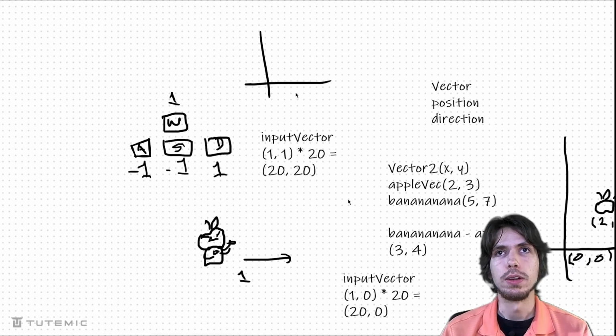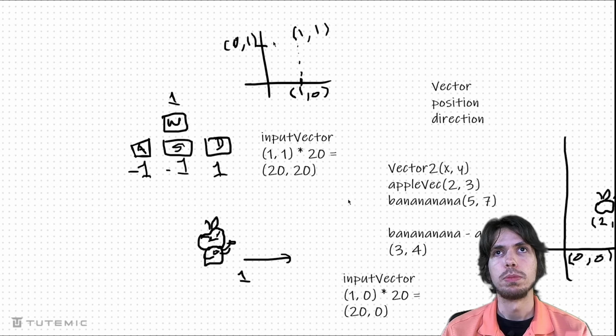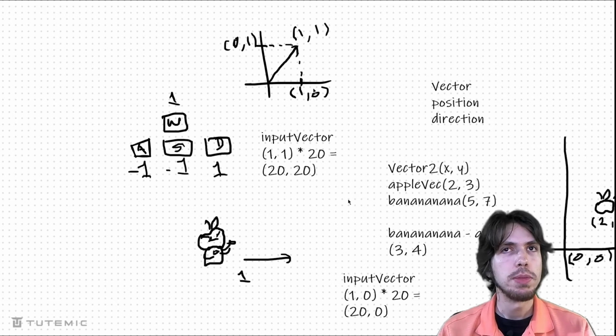this is 1, 0, let's say, this position here is 1, 0, and then this position here is 0, 1. So essentially, 1, 1 would be out here. And so therefore the vector is like that. But do you see the problem here?